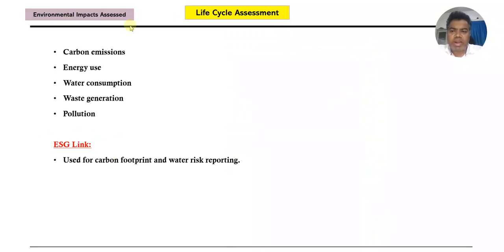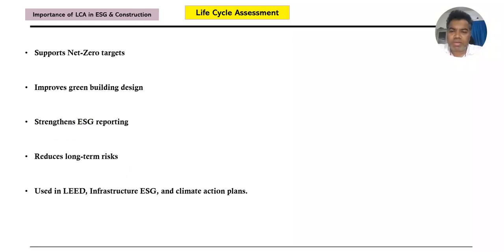Here we have environmental impact assessment, where we look at carbon emissions. What we do in LCA actually is measure or calculate carbon emissions, energy use, water consumption, waste generation, and pollution. And what are its links with ESG? It is used for carbon footprint and water risk reporting.